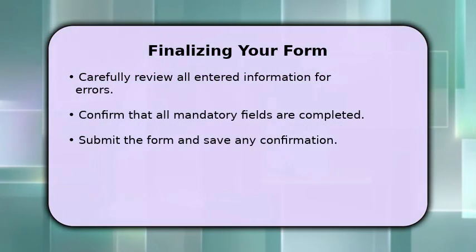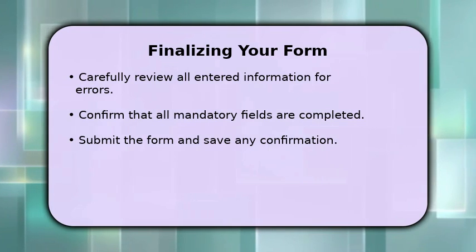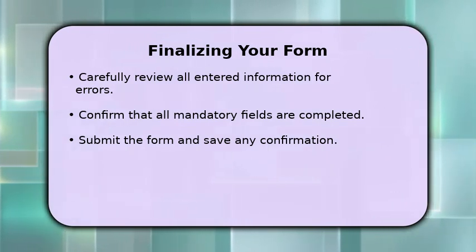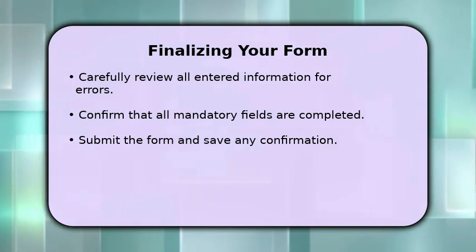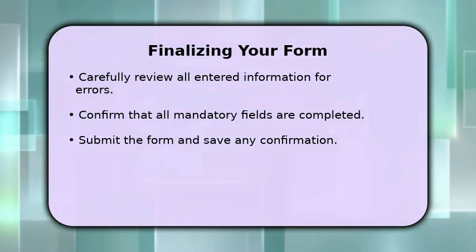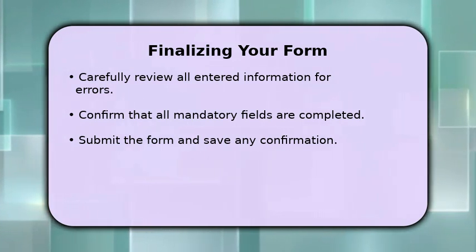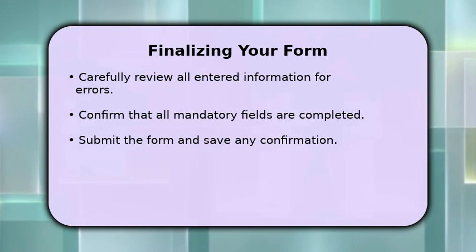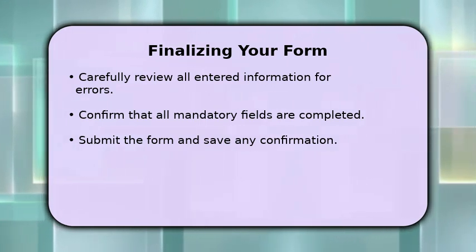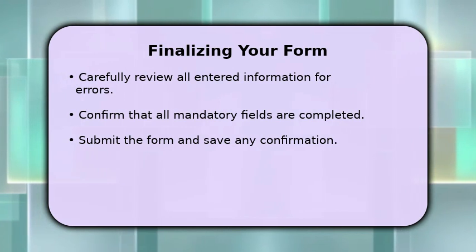Before final submission, take a moment to thoroughly review every field. Check for any missing information or potential errors, especially in critical sections like a Form 1099. Ensure all mandatory fields are marked as complete. Once you are confident everything is correct, proceed to submit the form. Remember to save any confirmation number or receipt for your records.